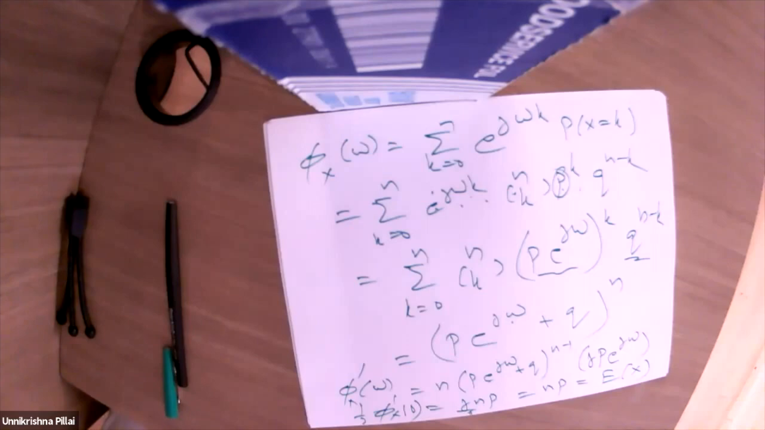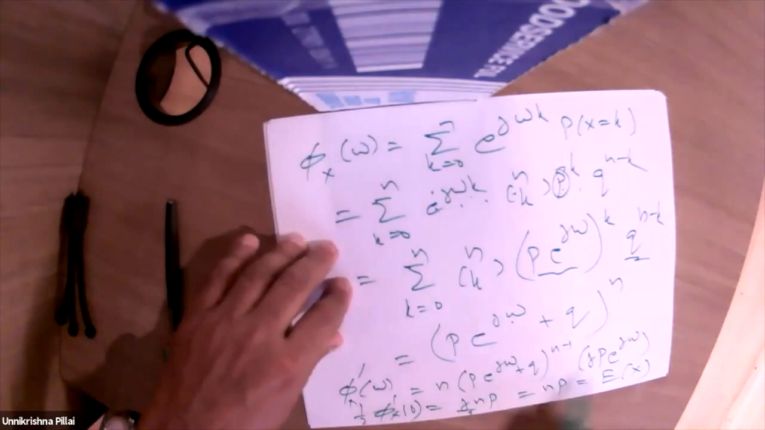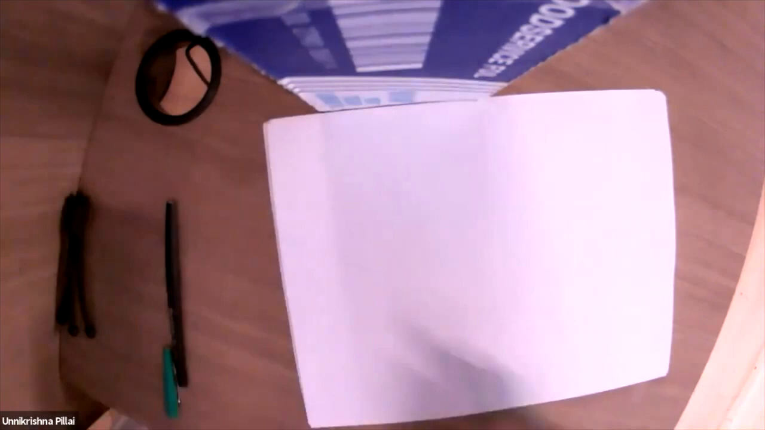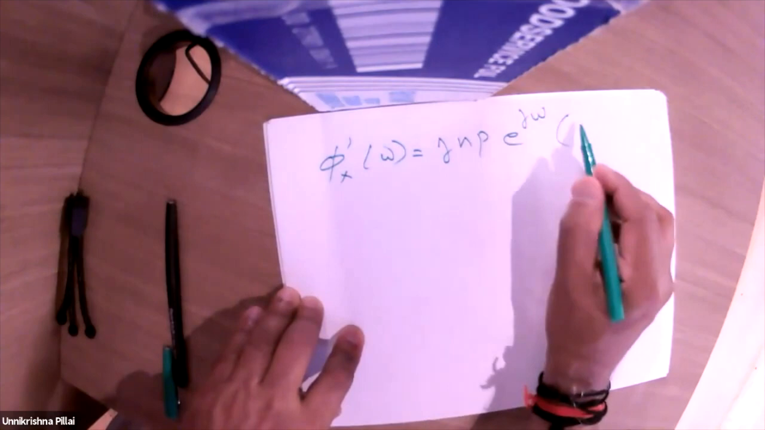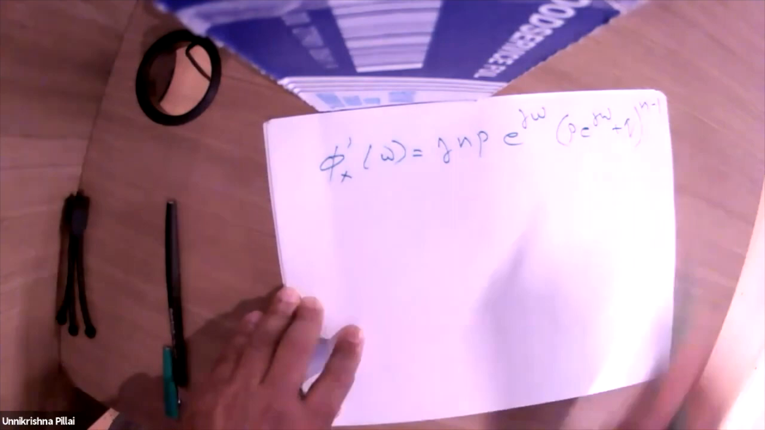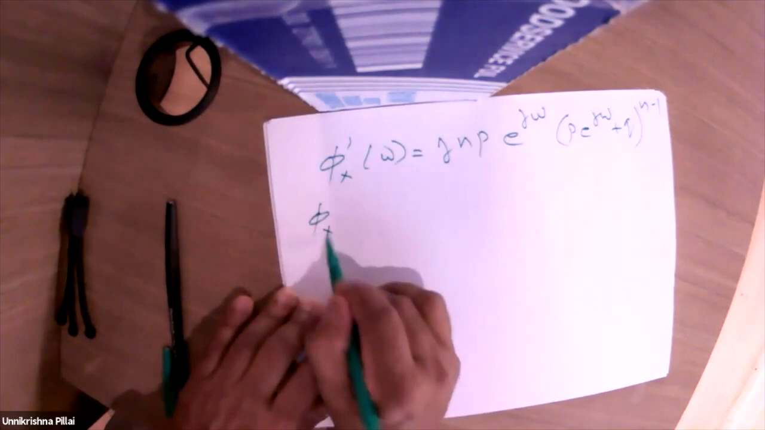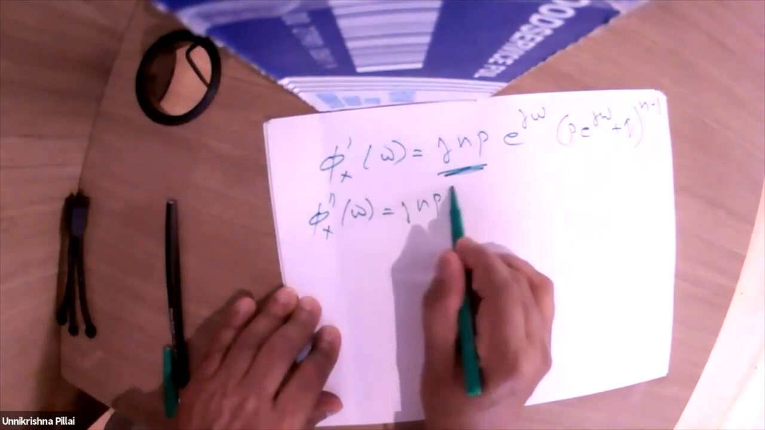Now let me take that expression and take the second derivative. You remember you have it there, I'm just going to copy it. The first derivative was jNP e raised to j omega, times P e raised to j omega plus Q, to the power n minus 1. This is what we had. Now it gets messy, but I'm going to do the second derivative with respect to omega. This is a constant, so jNP will stay there.